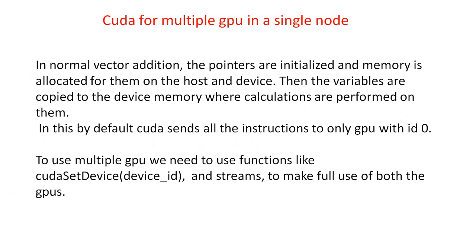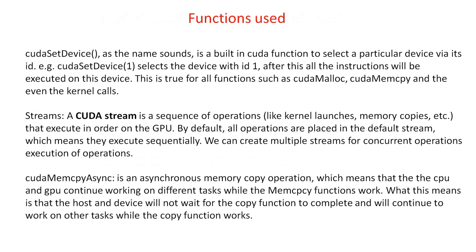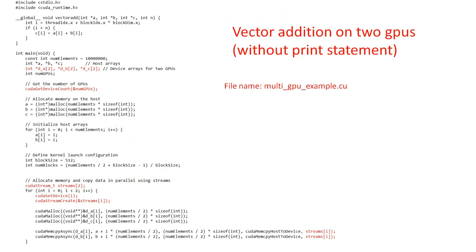Now, in normal vector addition, the pointers are initialized and memory is allocated. To use multiple GPUs, we need to use functions like cudaSetDevice 0 or 1, so accordingly it will switch between the GPUs. Accordingly, we need to give the cudaMemcpy command and so on. So let's look at the program.